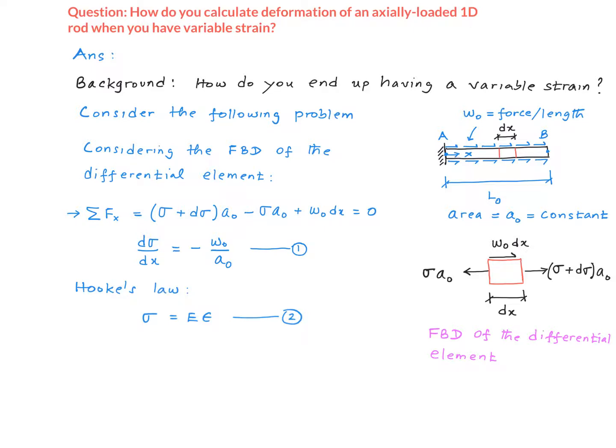Now we bring in Hooke's law to relate the stress sigma to the strain epsilon. Sigma equals E, the Young's modulus, multiplied by the strain. Now we invoke the calculus definition of the strain, epsilon equals du over dx, where u is the displacement.